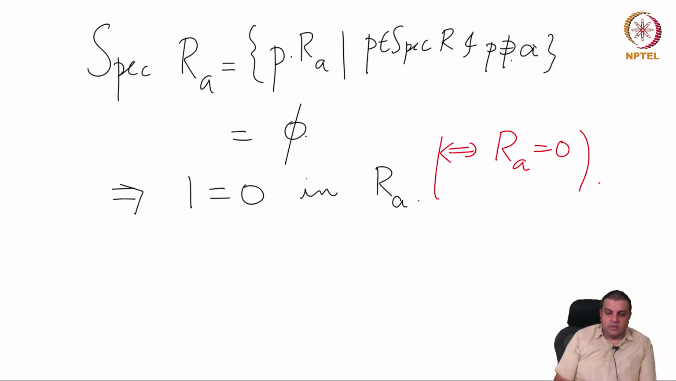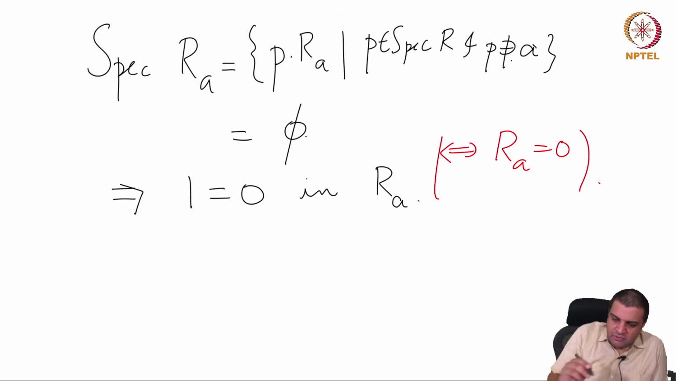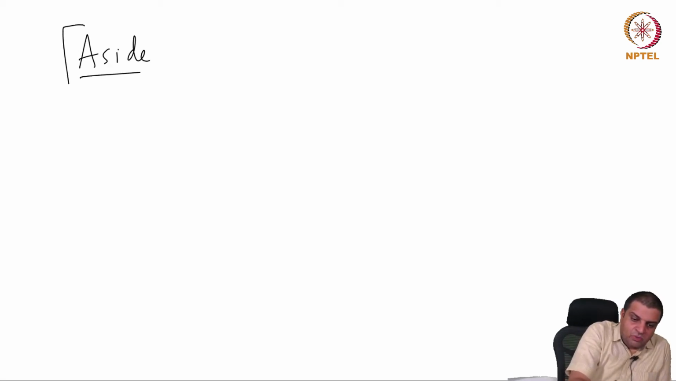Any ring in which 1 is different from 0 will have a maximal ideal, and a maximal ideal is prime, so Spec is non-empty. That statement is proved using Zorn's lemma. So when can 1 be equal to 0 in R_a? Let's go back to this statement. This is an aside just to think about what this means.